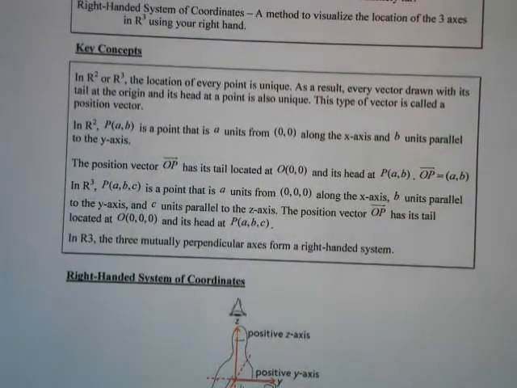In R2 and R3, the location of every point is unique. As a result, every vector drawn with its tail at the origin and the head at a point is also unique. This type of vector is called a position vector, which we have just spoken about. We are going to be using these a lot. So just remember, they always start at the origin, and the head of the vector is at the point that you're targeting, or you're traveling to from the origin.